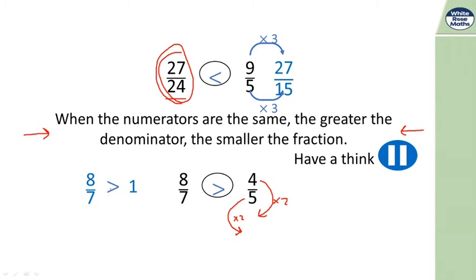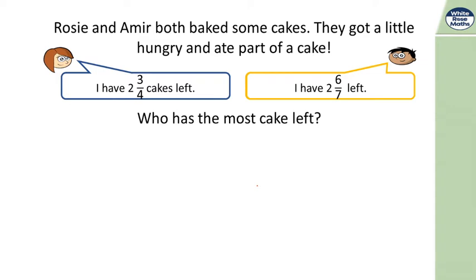Another way of looking at it is, you know that 8/7 is bigger than 1 whole, because 7/7 is 1 whole, whereas 4/5 is smaller than 1 whole.